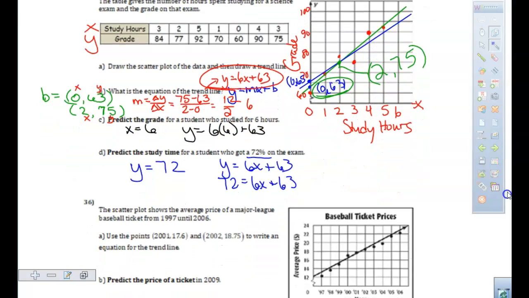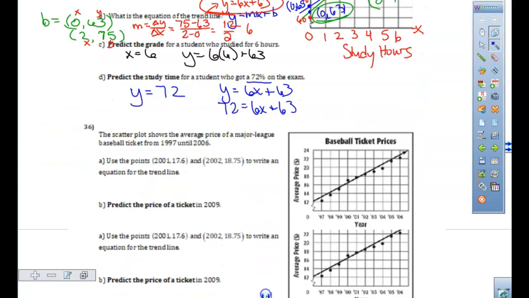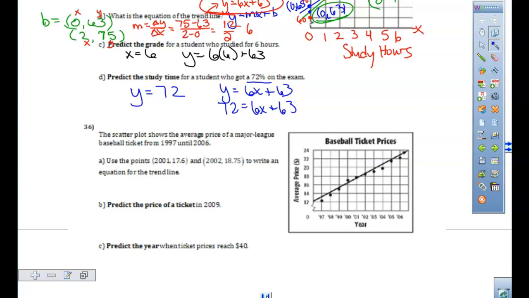And then you have this one. On the final, I might give you something where I already drew the line, right? And it says, use these 2 points. Why would I want you to use those 2 points? Because then everyone's slope is going to be the same, right? And everyone's y-intercept should be the same.